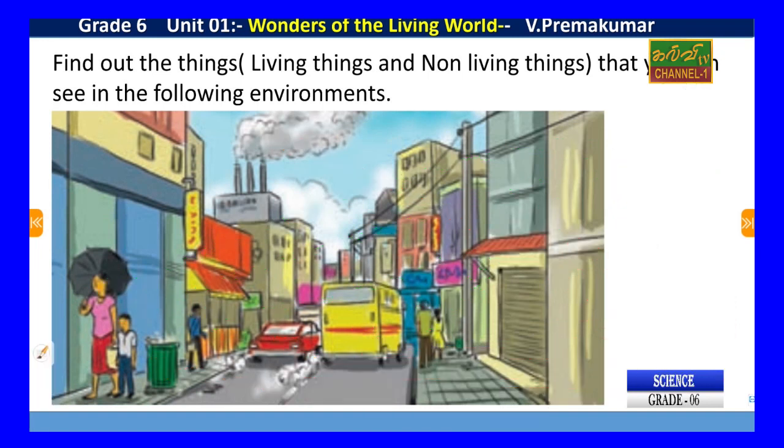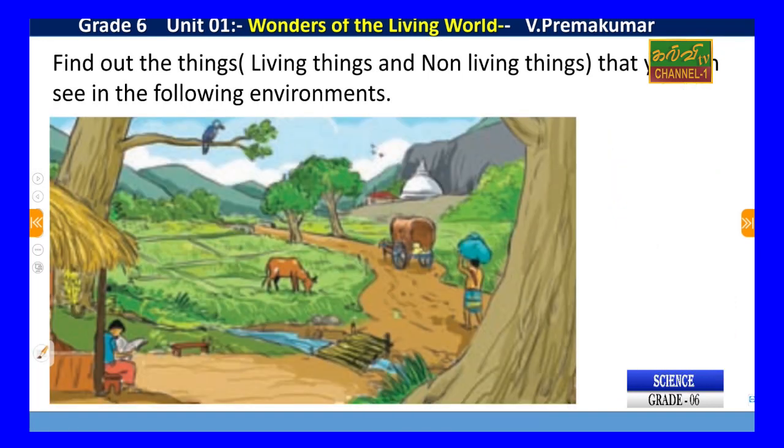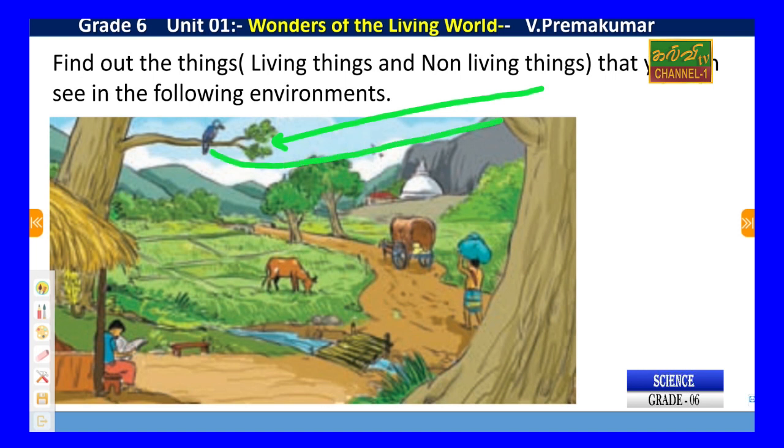Okay, we will go to the next slide. In this environment you can find many living things and non-living things. For example, I will use green for living things. The tree and bird and this human and cow and this also human, paddy, bushes, small plants, grass. Here you can find many living things. These are called living things.